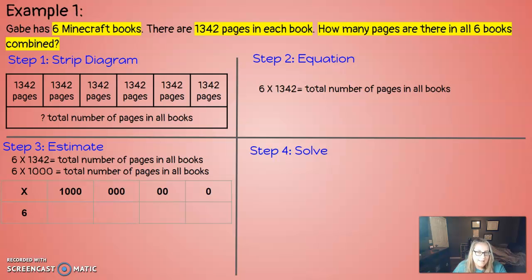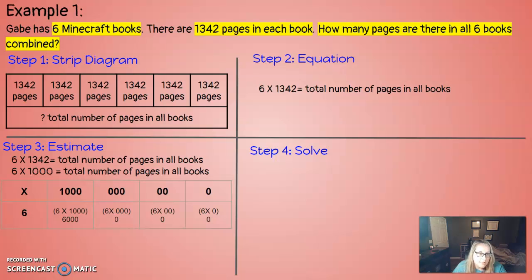Remember, again, I like to write the numbers inside of each box that I'm going to solve for. So I'm going to do 6 times 1,000, 6 times 0, 6 times 0, and 6 times 0. After I actually write what I'm going to do, I'm going to actually solve. So when I solve, 6 times 1,000 is 6,000. 6 times 0 is 0 because I know anything times 0 is 0. 6 times 0 again is still 0, and 6 times 0 is, that's right, 0.